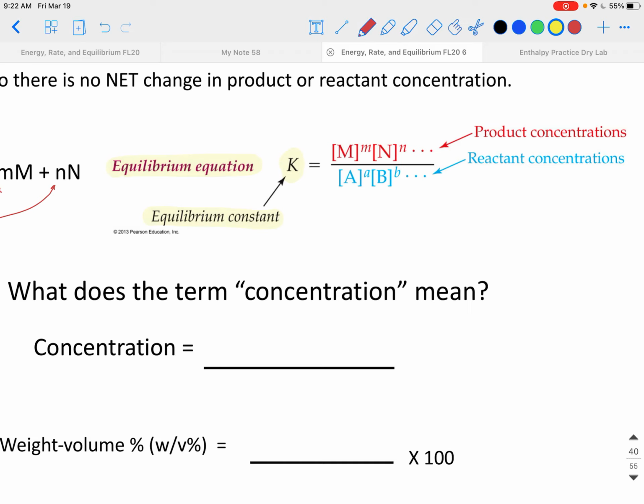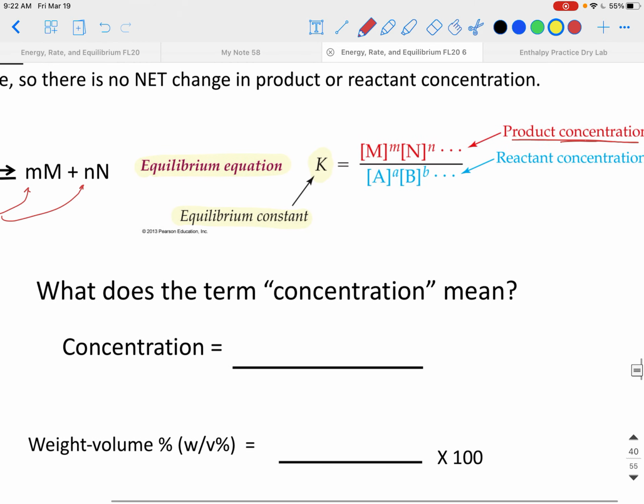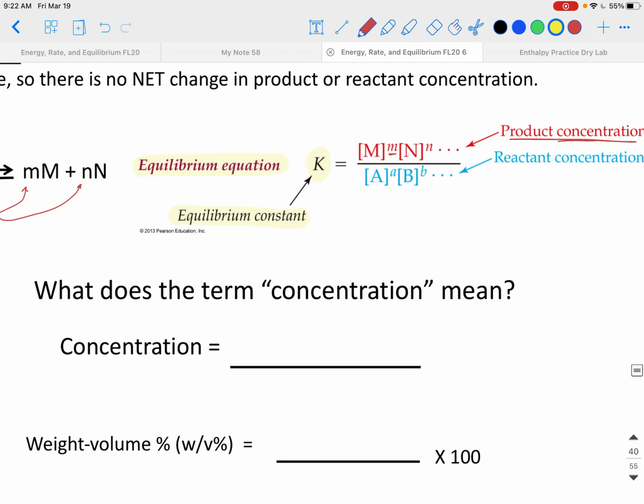K equals, let me break this down. On the top, so obviously we have a numerator and a denominator here. On the top in the numerator, we have the concentration of your products. So that is M and N, capital M, capital N, because those are your products, raised to the power of your coefficients, okay? These are the exponents. The coefficients become exponents.